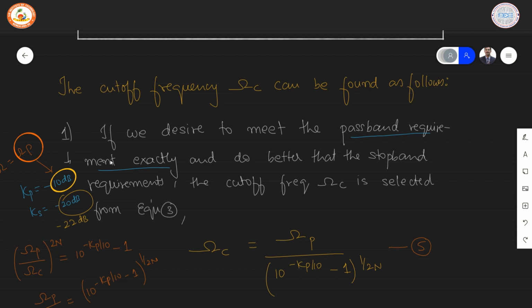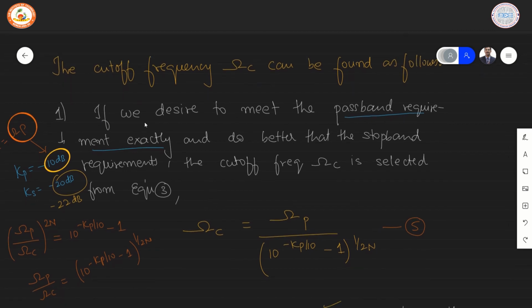Number 1, first case. Suppose we want to meet the passband requirement exactly and do better than the stop band requirement. The cutoff frequency omega c is selected from equation number 3, and already we have discussed the result of that. It is omega c being omega p divided by 10 to the power of minus kp by 10 minus 1 whole to the power of 1 by 2n.